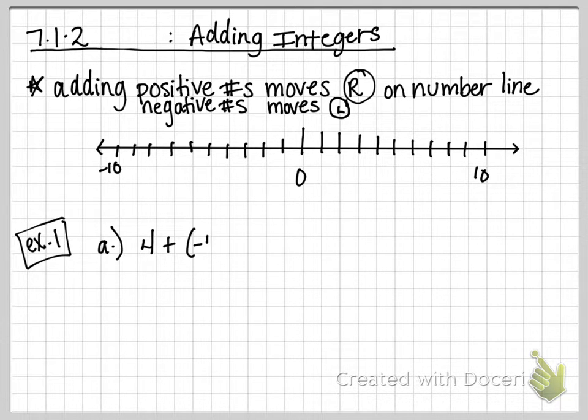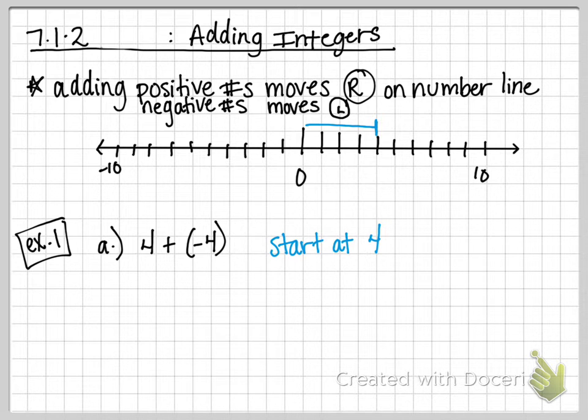So, for example, I'm going to do this on the bottom. If we do our example A, it says 4 plus a negative 4. What that means is the first 4 is positive. So notice how on my number line, I start at a positive 4 right here, right? So we start here, which is 4. And then we're going to add a negative 4.